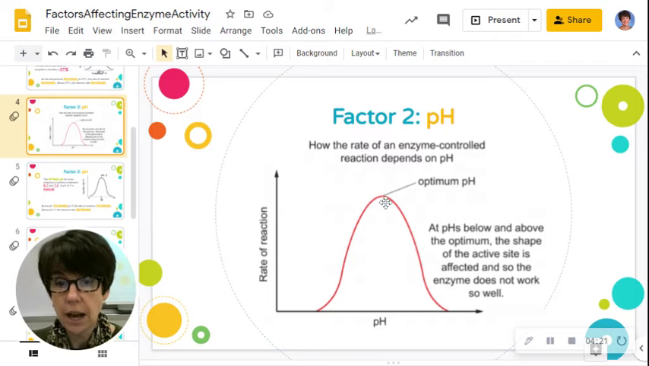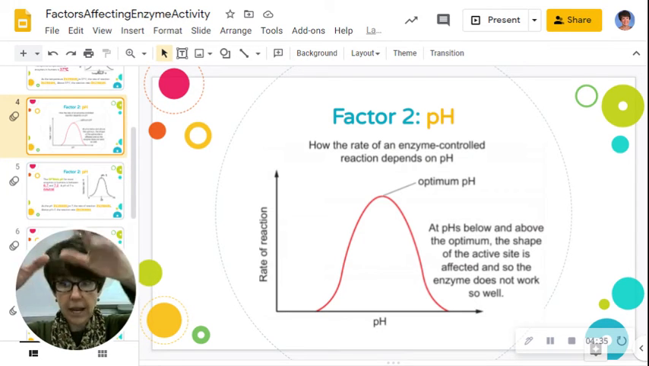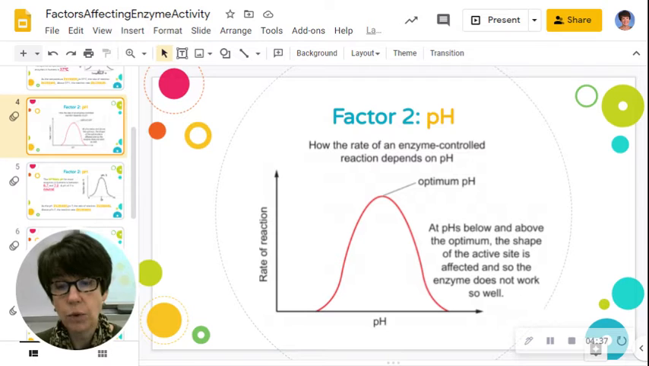So if we start here at the optimal, the reason the reaction decreases as the pH gets too acidic or too basic is that, again, the shape of that enzyme's active site is altered. And if we change the shape of the enzyme's active site, the reaction can't occur. So we see that below the optimal pH, or above the optimal pH, the reaction rates go down.